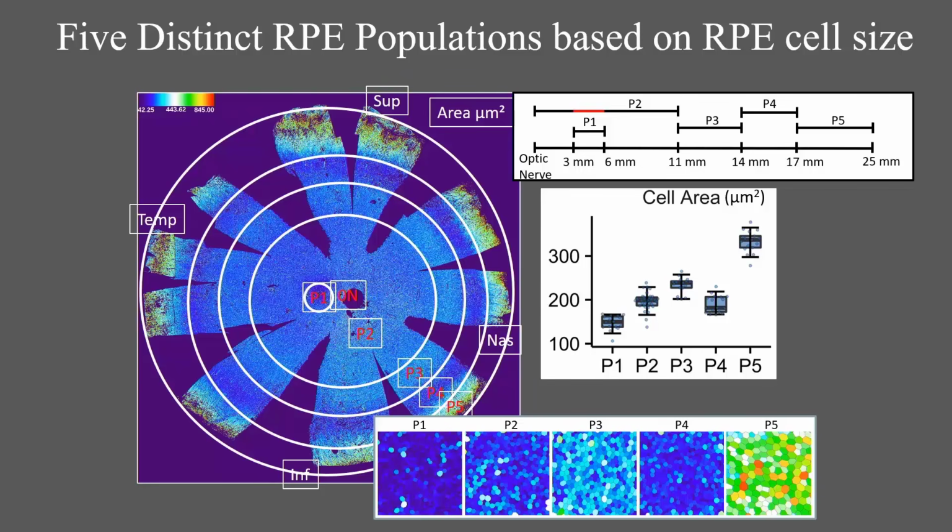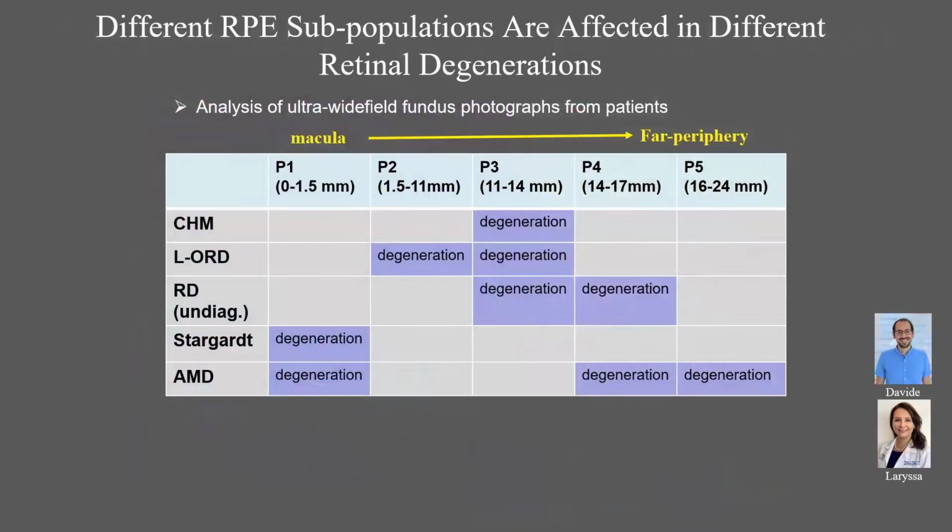So now we have a reference map of these RPE cells, and what we did with this map that Davide had made, that he has developed, and thanks to Larissa from NEI, they actually were able to analyze the ultra-widefield fundus photographs from the patients, and it actually allowed us to see in which disease condition, which of the RPE populations is getting affected.